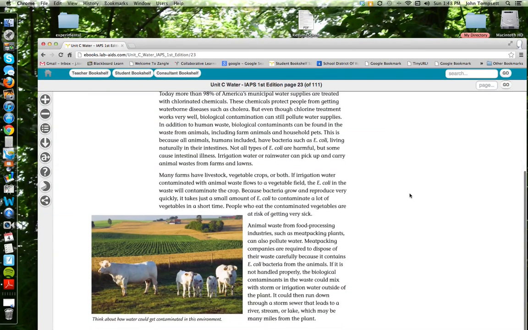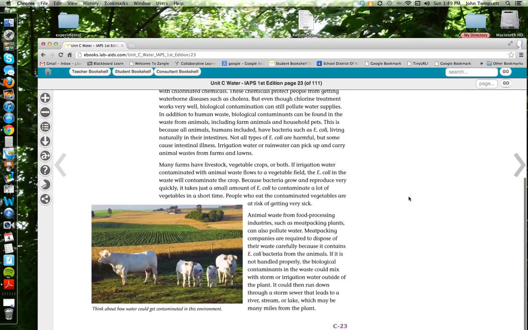Animal waste from food-producing industries, such as meatpacking plants, can also pollute water. Meatpacking companies are required to dispose of their waste carefully because it contains E. coli bacteria from the animals. If it is not handled properly, the biological contaminants in the waste could mix with storm or irrigation water outside of the plant. It could then run down through a storm sewer that leads to a river, stream, or lake, which may be many miles from the plant.